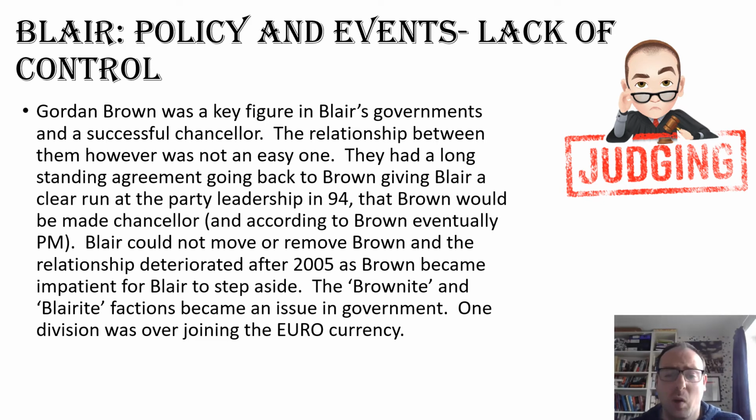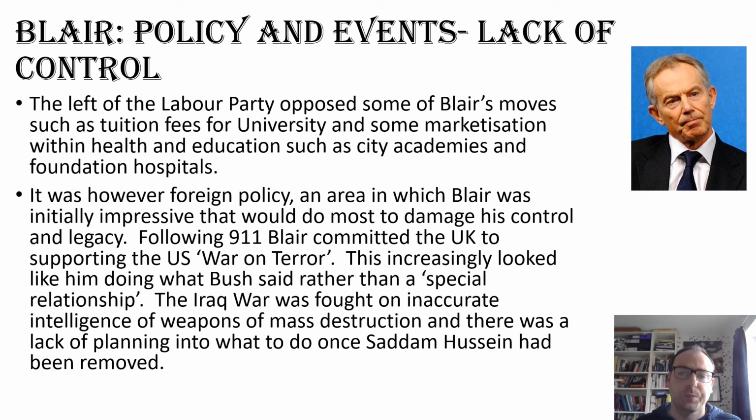And the relationship starts to deteriorate after 2005, to which Brown is basically continually saying, "Are you still here?" And Blair's going, "Yes." And we see the development of a clear power struggle between the Brownites and the Blairites, with factions forming within the government and within the party more broadly, both in Parliament and outside. One division was over joining the euro, which we understand Blair was keen on and Brown wasn't, and he set up his 5 economic tests and then made sure they weren't met. So things aren't always easy within government for Blair.